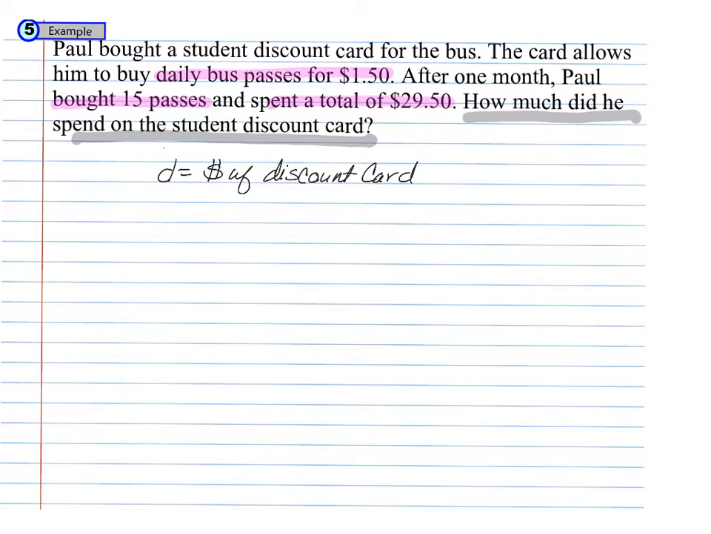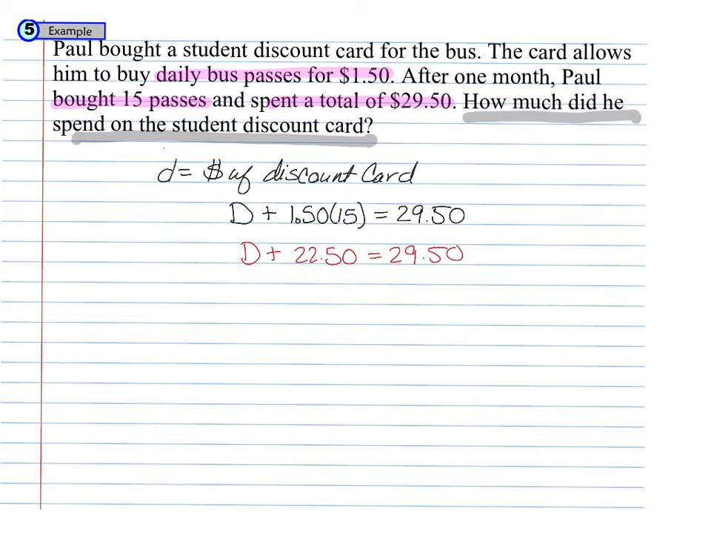Okay, from what I highlighted in pink, I'm going to make up my equation. I know that I want to find the price of the discount card, so that's going to be part of my equation. So the discount card plus $1.50 per ride, and he went 15 rides. And the cost for the discount card plus the 15 rides at $1.50 each was a total of $29.50 for that month. Okay, we're going to multiply the 150 times 15, and we should get 2250. So now we have D plus 2250 is equal to 2950.